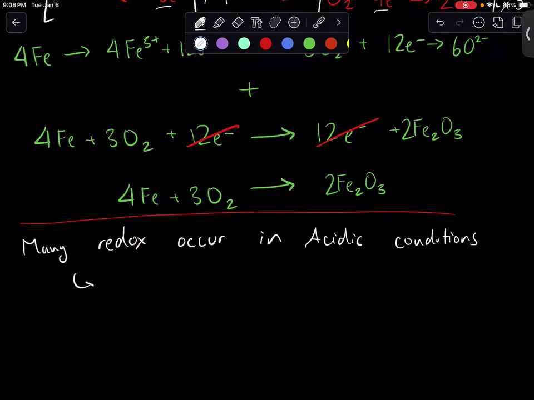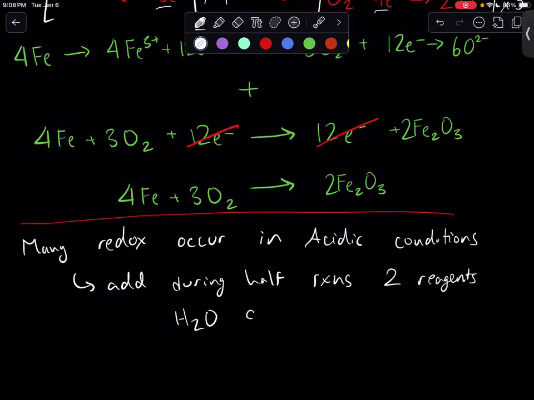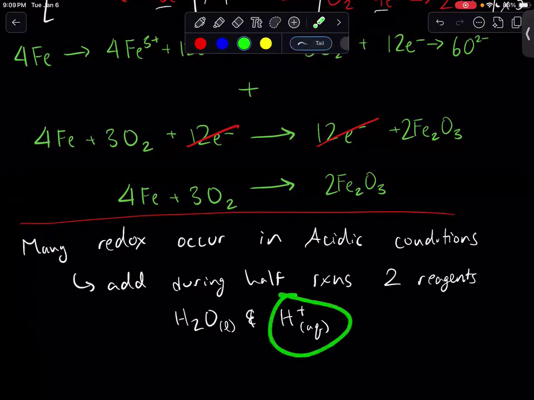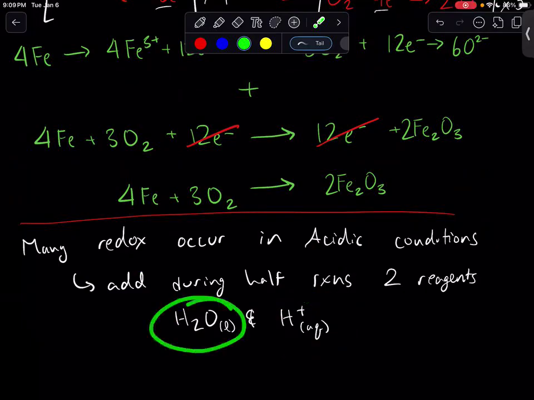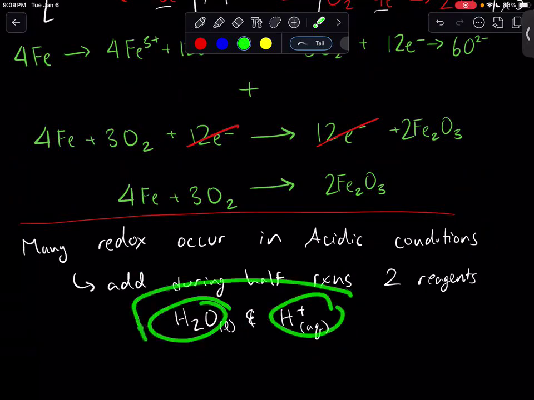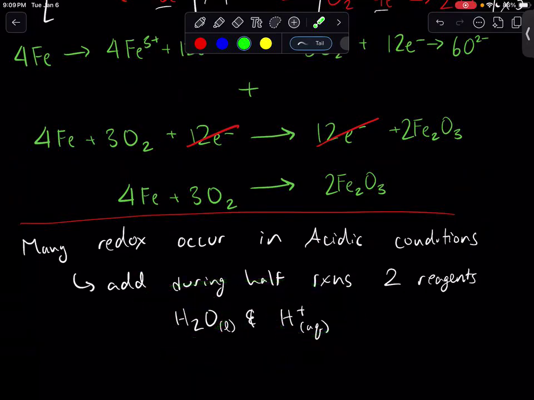So in an acidic condition, we can add two reagents during half reactions. We can add water and protons. The reason we can do this is because protons are free in acidic conditions. They're just floating around. That's what makes it acidic. And water is the solvent in which all these reactions are taking place. So you can always add these to help you in half reactions.